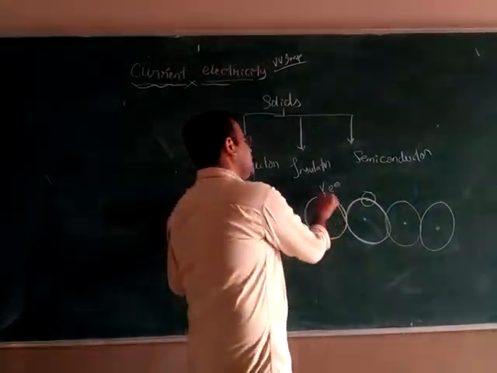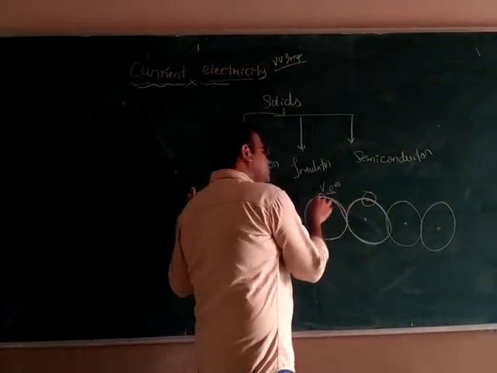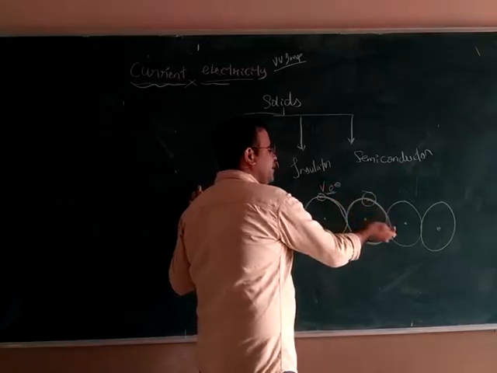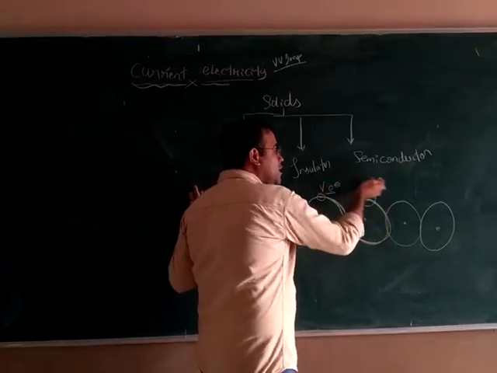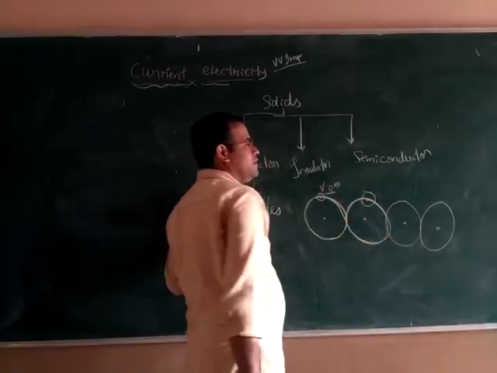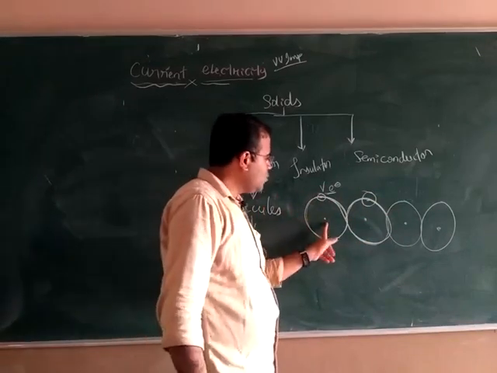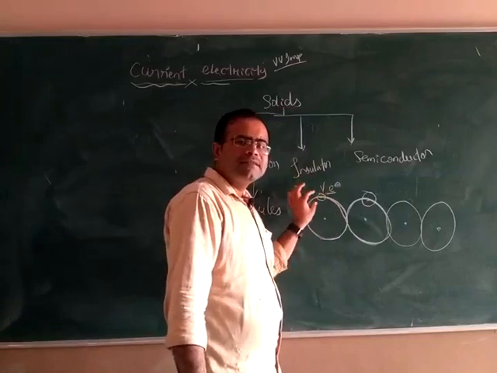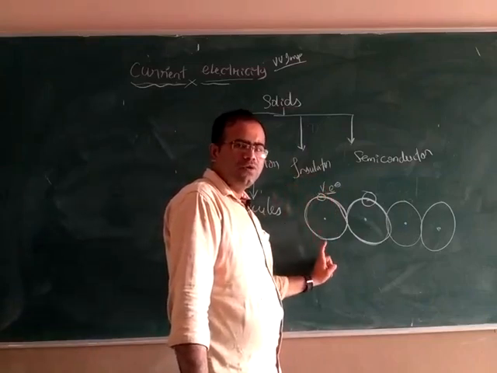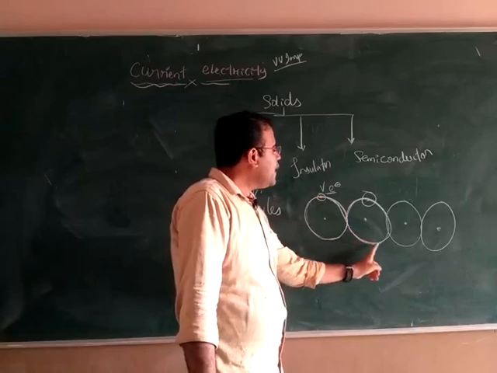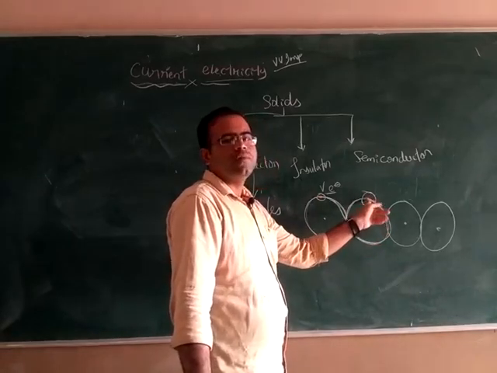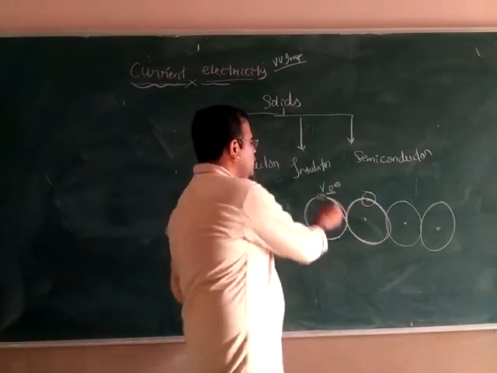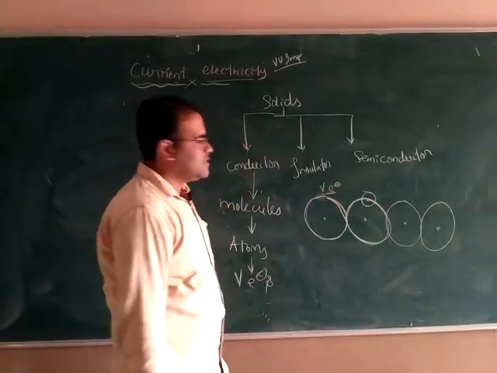This is a valence electron here. This valence electron from the first atom may shift into the second atom, into its outermost orbit. That means a valence electron in the first atom may shift into the outermost orbit of the second atom. So it is going to shift from the first atom into the second atom.